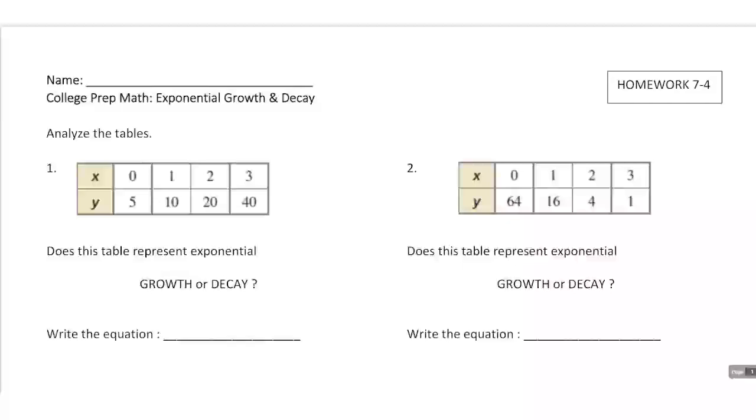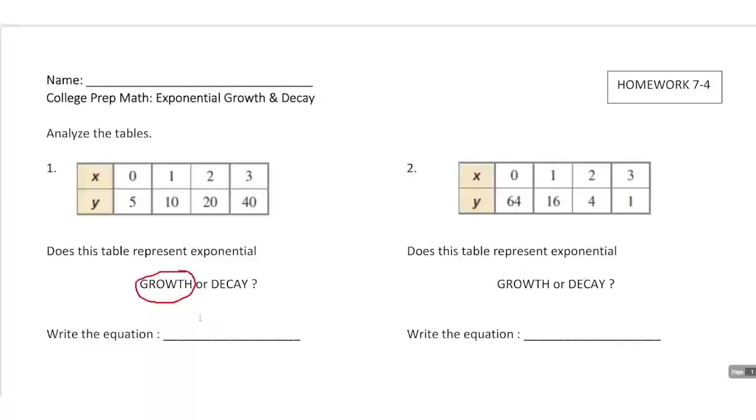Hey y'all, welcome back. On tonight's homework, we're looking at exponential growth and decay. Number 1 says, does this table represent exponential growth or decay? We can see that we have a multiplying factor of 2, or we're multiplying by 2 at every step of x, so this is going to be exponential growth.